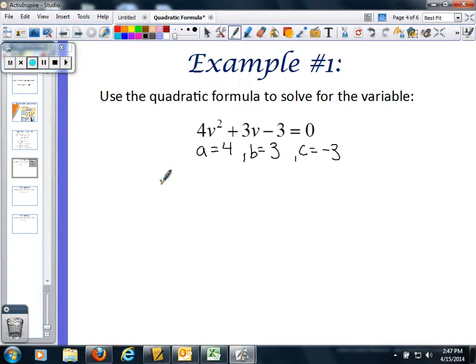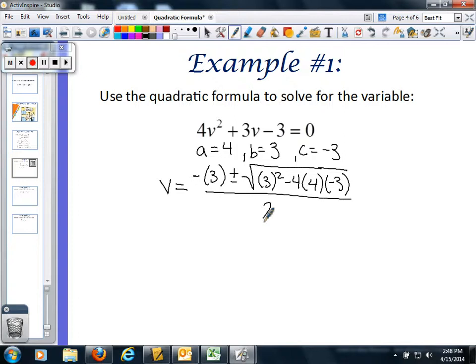Once I do that, I want to find a, b, and c. Okay? So now I'm going to use my formula, which is going to be negative b plus or minus the square root of b, which is 3, squared, minus 4 times a, which is 4, times c, which is negative 3, all over 2 times a, which is 4. And now I'm just going to start simplifying.